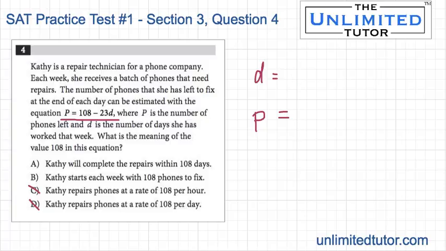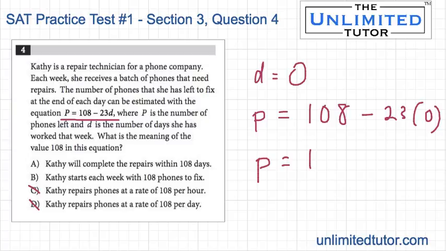So if D is 0, let's see what insights we get from that. P is going to be 108 minus 23 times 0. Remember, D is the number of days she's worked. So if D is 0, that means she hasn't worked at all. And if D is 0, then the number of phones she has left, P, is going to be 108. So this has got to be the beginning of the week, before she's worked at all. 0 days, P is going to be 108.